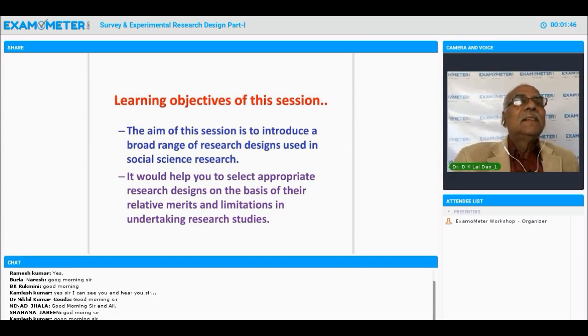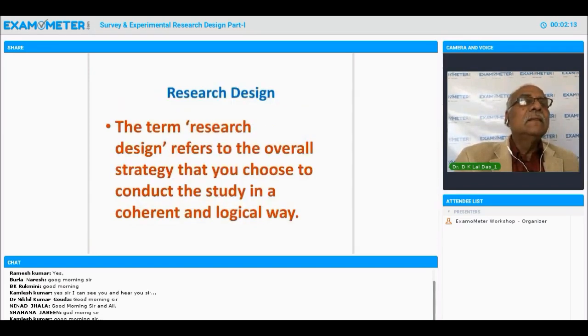Learning objectives of this session are to introduce a broad range of research designs used in social science research. It would help you to select appropriate research designs on the basis of their relative merits and limitations in undertaking research studies.